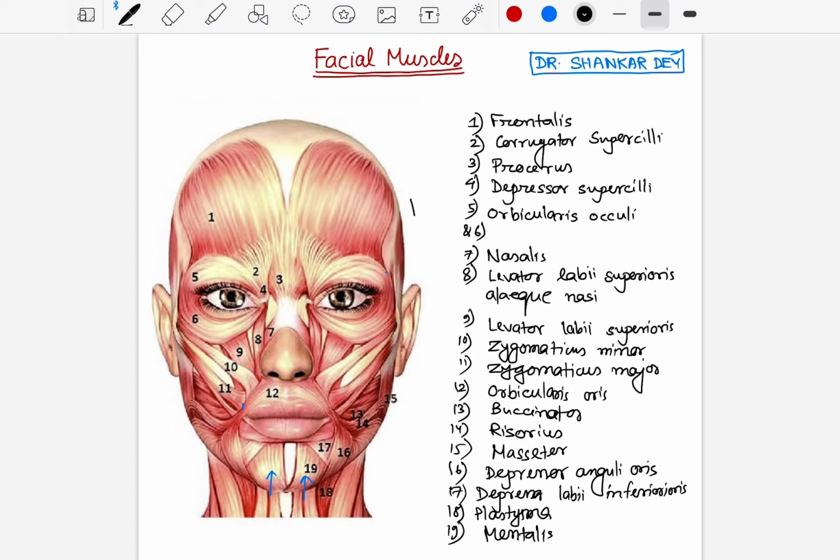And what is this muscle? Number 20 is at the temporal region, that is why it is known as the temporalis muscle. So 20 muscles I have discussed.